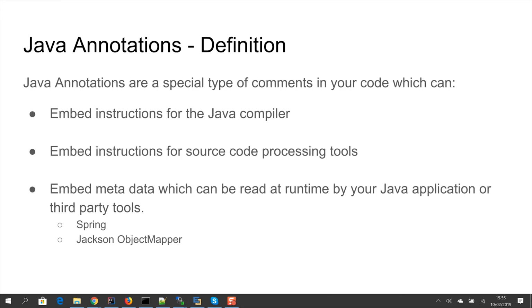Java annotations are a special type of comments in your code, which can embed instructions for the Java compiler, embed instructions for source code processing tools, for instance, tools that scan through your source code and generate documentation from it, or embed metadata, which can be read at runtime by your Java application or third-party tools like Spring or the Jackson Object Mapper or other similar tools.